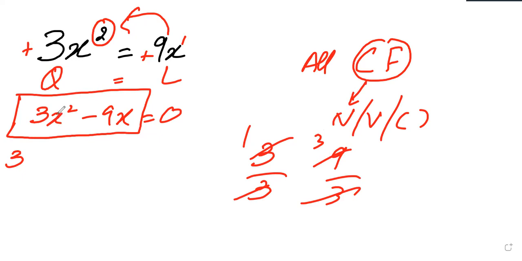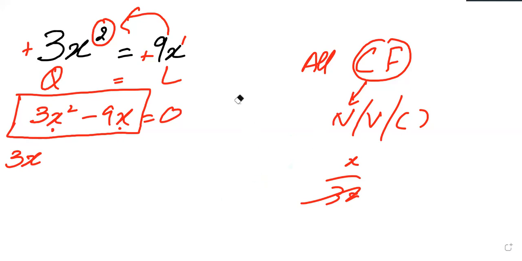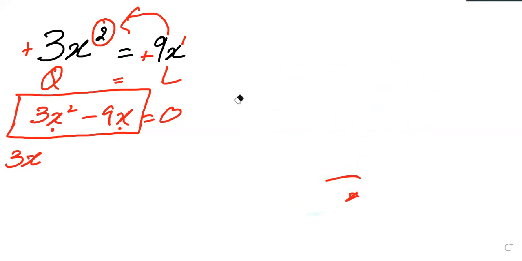Then come to the variable. Look here, guys, x is in the first term also. If x is in both the terms, we will take the lower power, x power 1. In all common factor, when we use variable, we use common variable with the smallest power. So my common factor is, please pay attention, 3x.